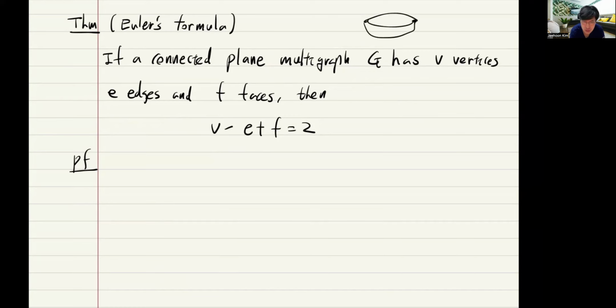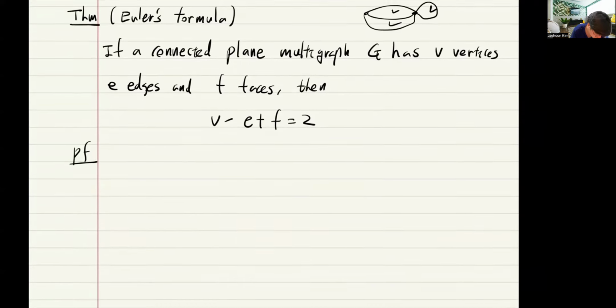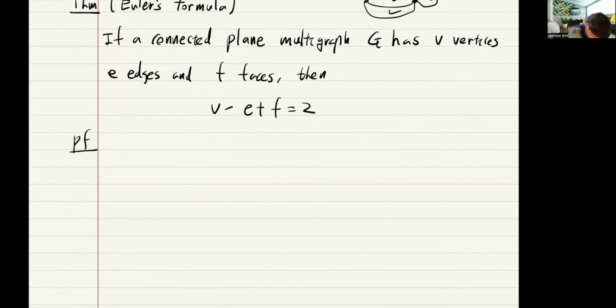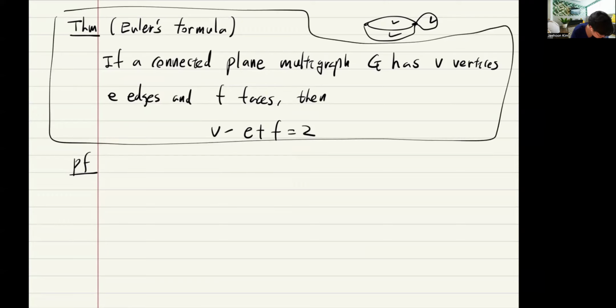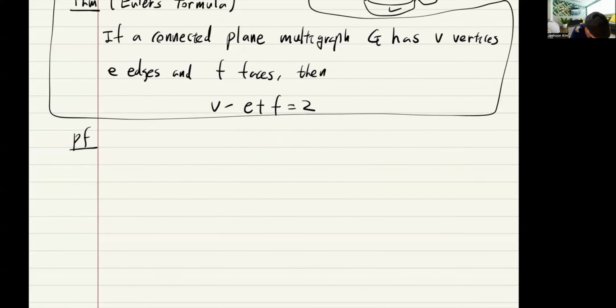Each edge gets mapped to a curve, and each loop also maps to a closed curve, which gives us additional faces. So this is the well-known Euler's formula, and the proof is not difficult. We can prove this using induction, induction on the number of vertices.